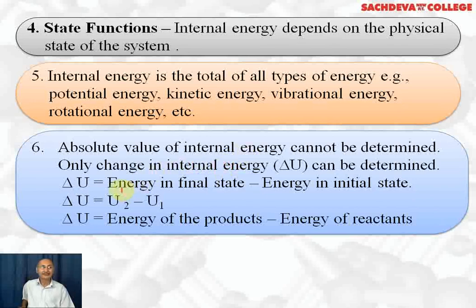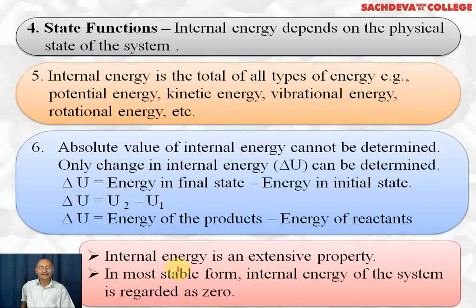And what is change in internal energy? This is energy in final state minus energy in initial state. That is, delta U is equal to U2 minus U1. So delta U is energy of products minus energy of reactants. This is very important. We can also say sigma of energy of products, means sum of the energy of products, minus sum of the energy of reactants. Even we have to multiply them with their coefficients also to get the value of delta U.